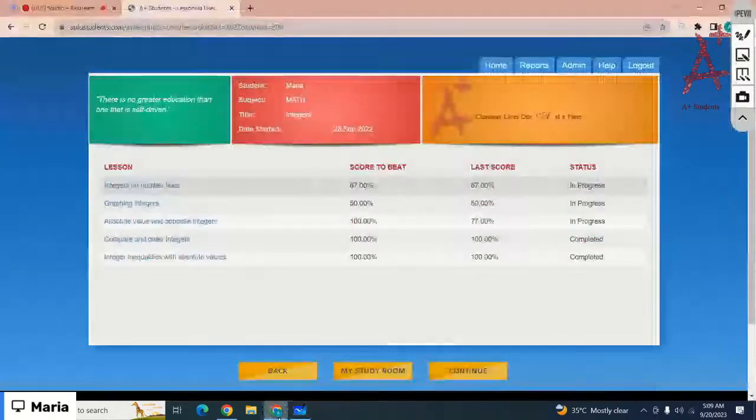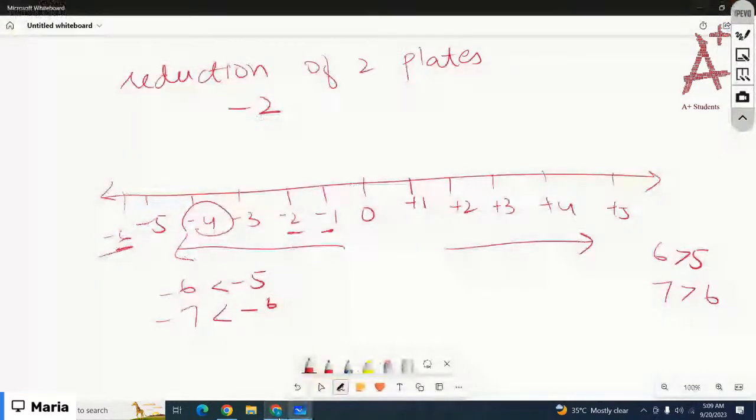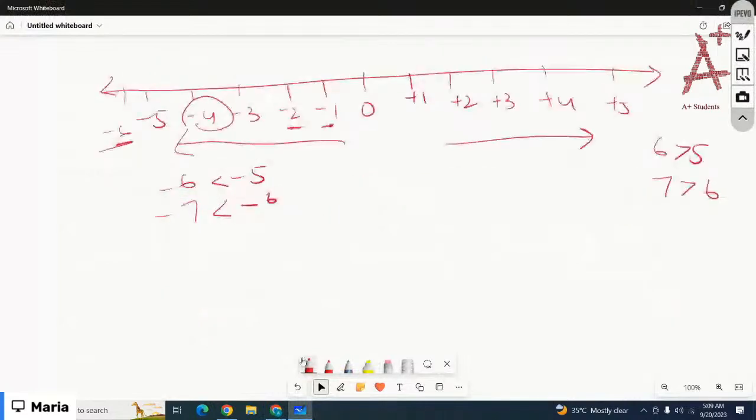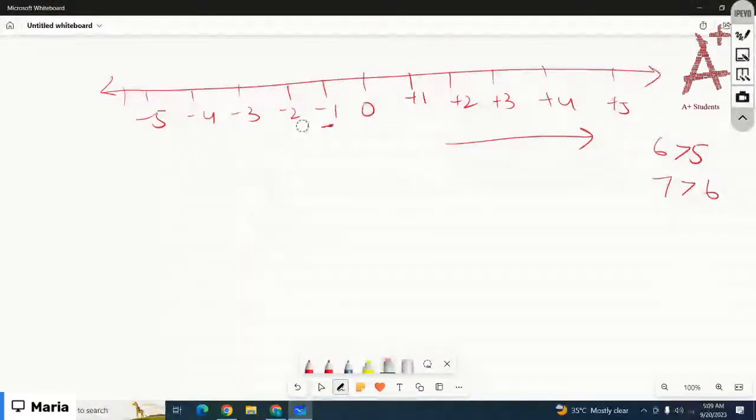Then you have absolute values and opposite integers. Now let's see how we compare integers. When comparing integers, keep this very important point in your mind: negative numbers are less than 0, and they are always smaller.